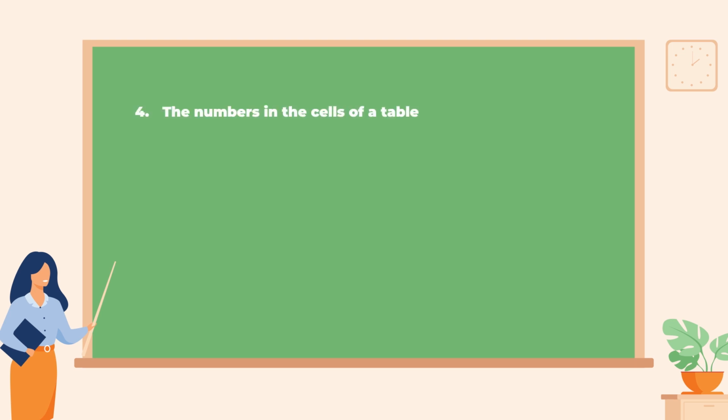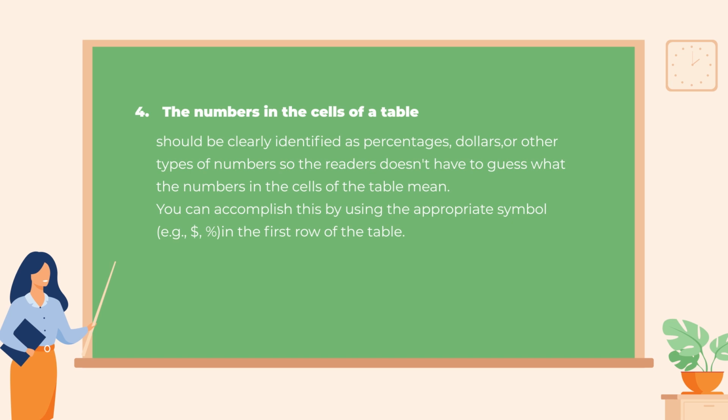The numbers in the cells of a table should be clearly identified as percentage, dollars, or other types of number, so the reader doesn't have to guess what the numbers in the cells of the table mean. You can accomplish this by using the appropriate symbol. Example: dollars or percents in the first row of the table.